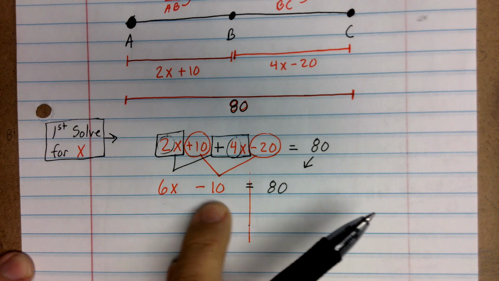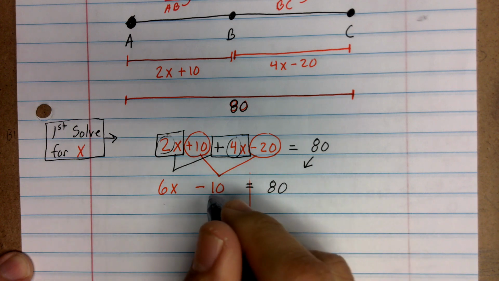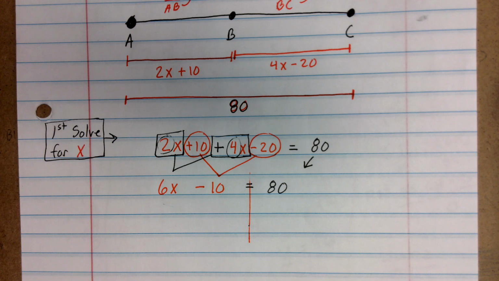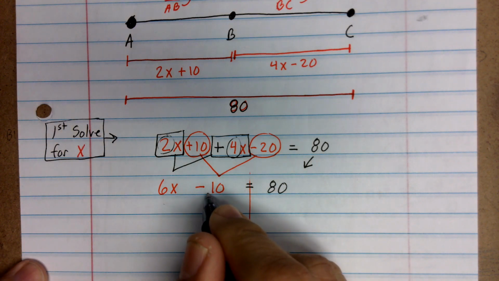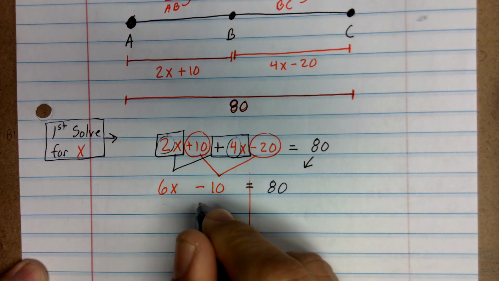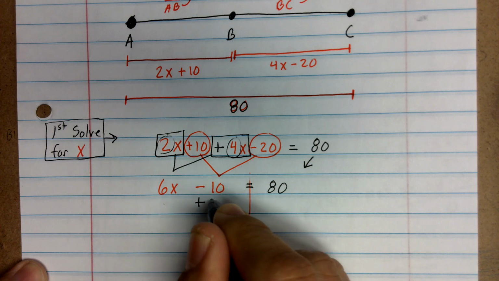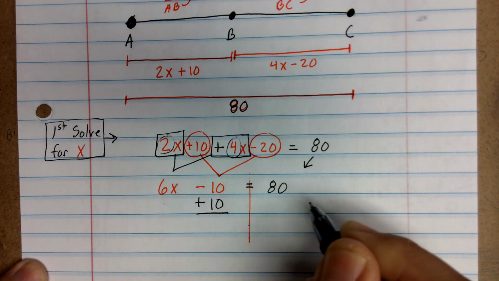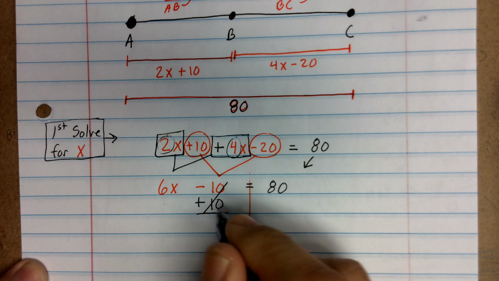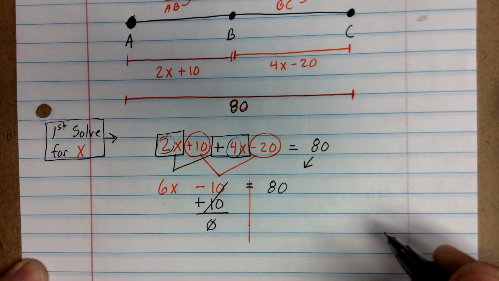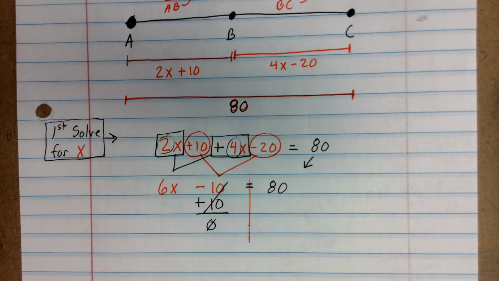And right now I have 10 being subtracted from x. So what I need to do is do what we call inverse operations. I need to move this negative 10 to the right, and in order to do that, I do the opposite of subtracting 10, which is adding 10. And then they cancel because that equals 0. And so I've gotten rid of the constant on the left.